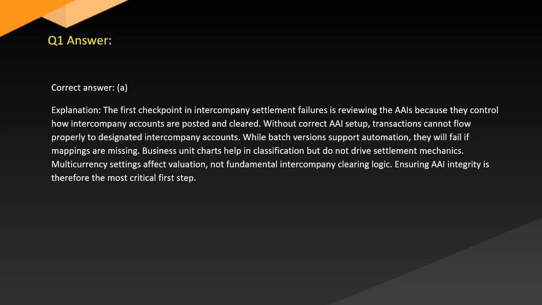Answer. Correct answer, A. Explanation. The first checkpoint in intercompany settlement failures is reviewing the IEs because they control how intercompany accounts are posted and cleared. Without correct IE setup, transactions cannot flow properly to designated intercompany accounts.